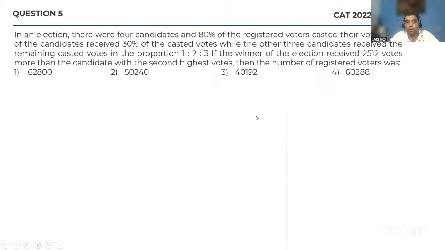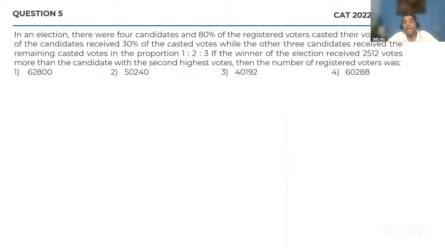Okay, next, moving on to the next question, CAT 22. So we'll take another five more minutes. Now, this question, CAT 22, slot 2. I'll talk about one thing about this question also later.